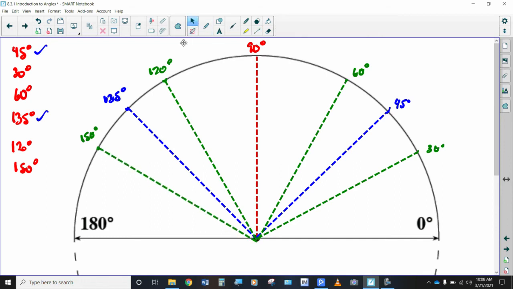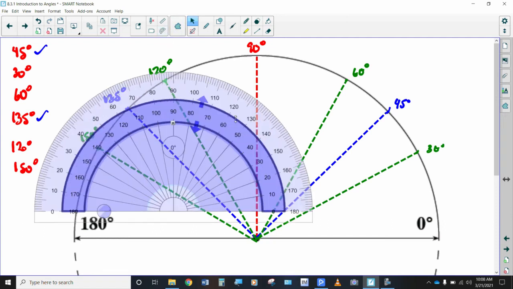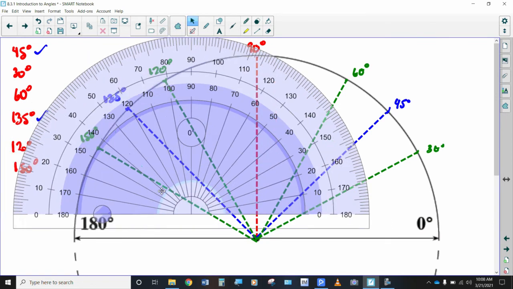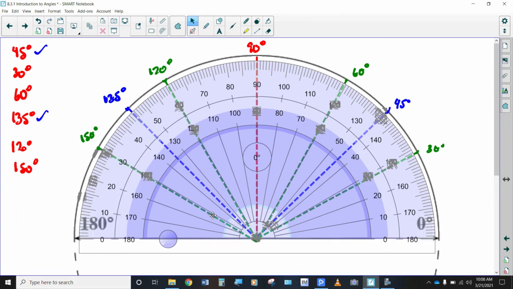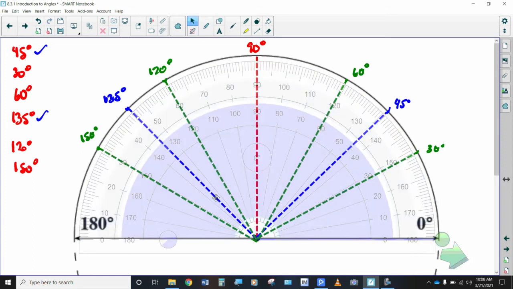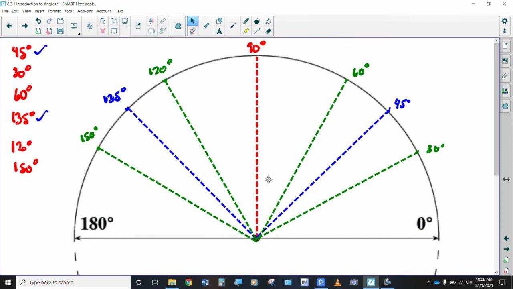Now, I wonder how close I came. I'm going to move this over to here. Did I come pretty close? I did. Look where 30 is. That's pretty close. 60 is right on. 120 is perfect. 150 is perfect. Wow. Good estimation, Mr. Aarons. Proud of you.